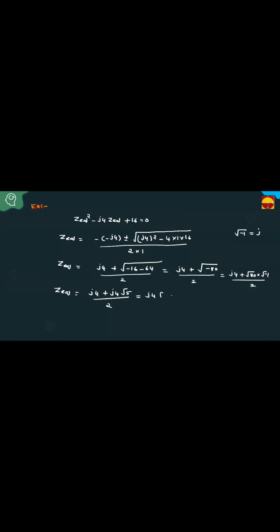J4 is common. 1 plus or minus root 5 by 2. Then j2 into (1 plus root 5). You take only positive values. If you take the positive value, what is the Z equivalent strength? j2 into (1 plus root 5).